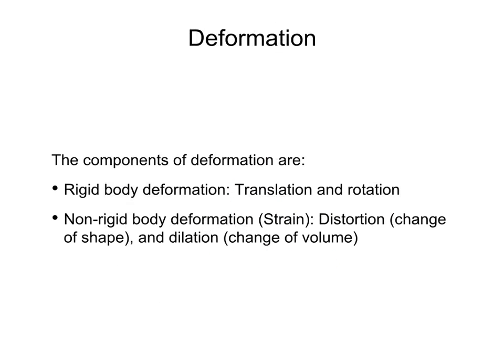We can think of deformation as consisting of 2 components. Rigid body deformation, which includes translation and rotation. And non-rigid body deformation, which includes strain. Strain involves either a change of shape or distortion, and a change of volume or dilation.